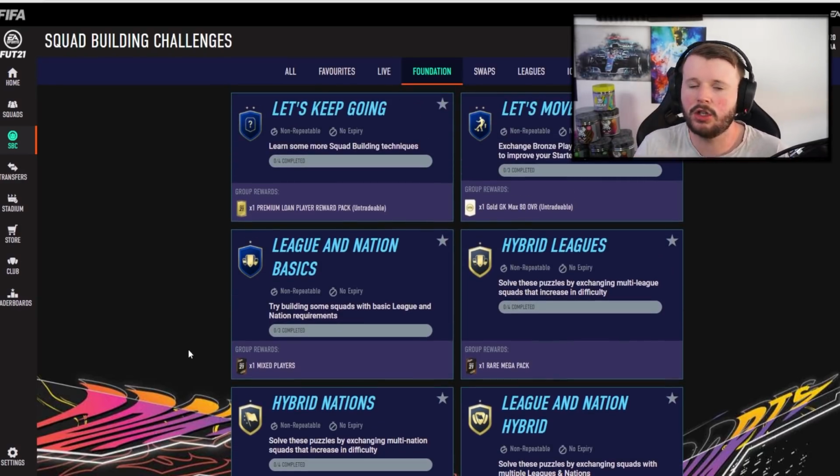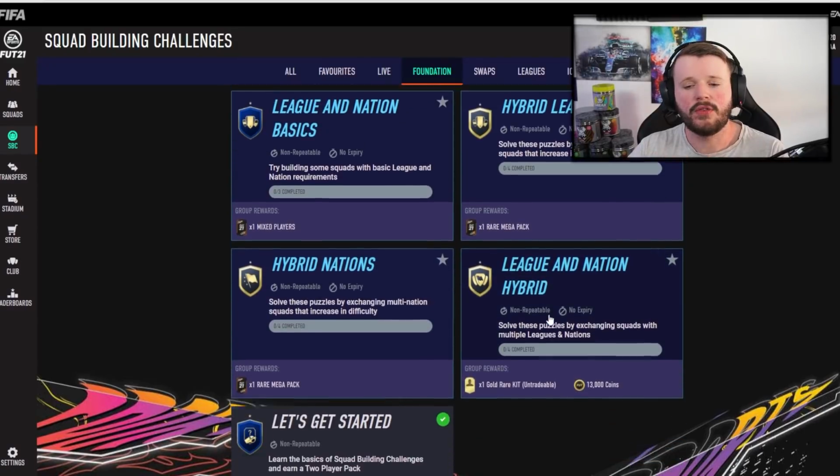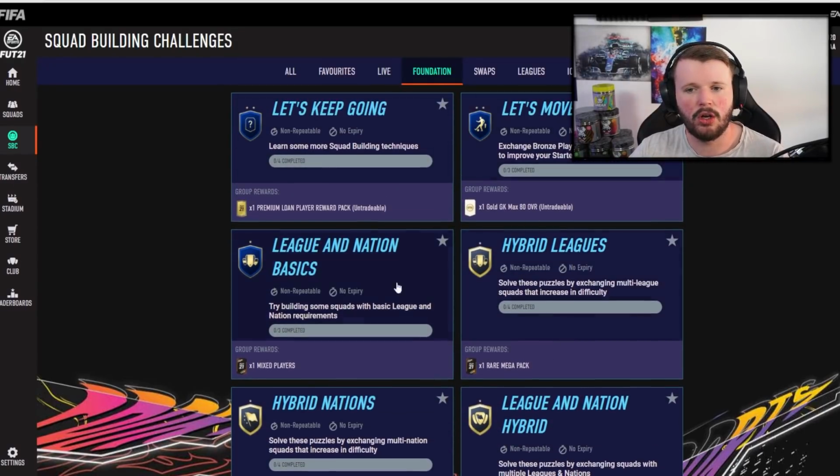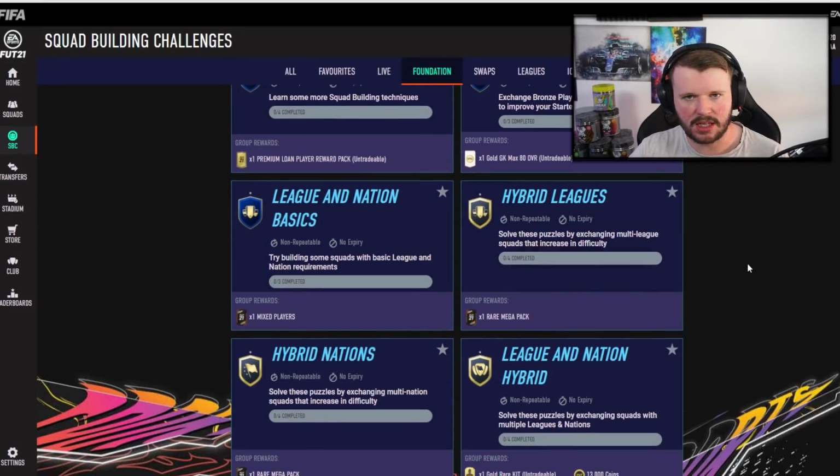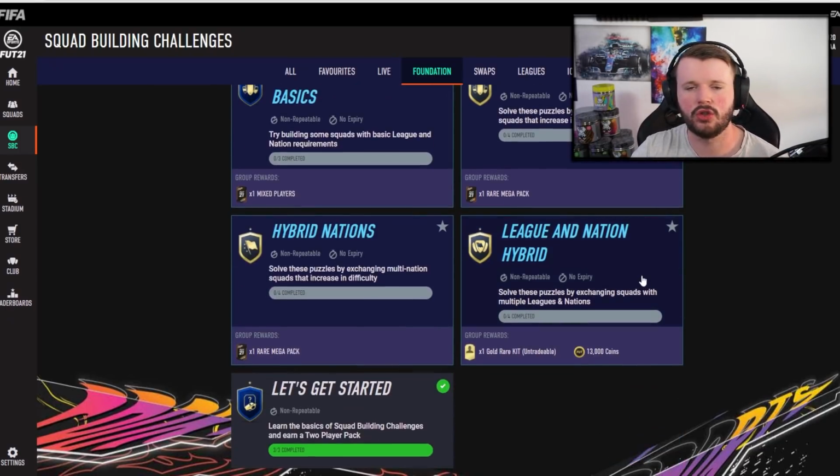You're going to get some packs, you may get some coins, and you're then going to be able to get stuff back into your club, which will let you go ahead and start looking to do the rest of these SBCs. These SBCs are not easy to do at the start. You will have to take some time to go through them, but you want to try and get them done if you can. Why do we want to get the SBCs in the foundation done as quick as we can, for as cheap as we can?